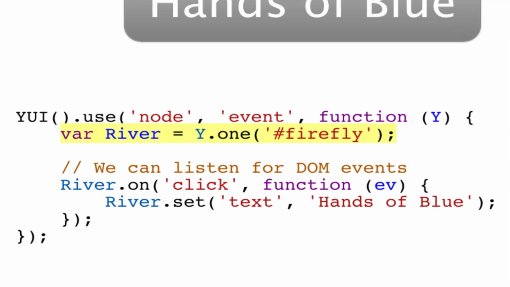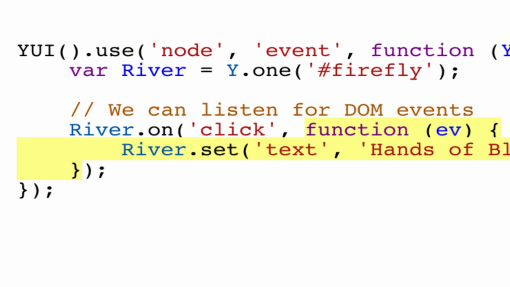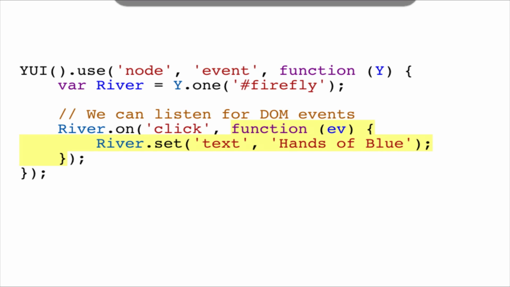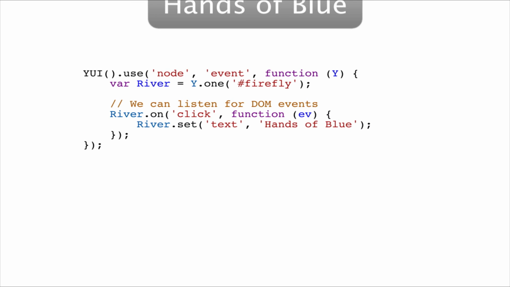This is where we get to actually using the code. We want to get one element with an ID of Firefly. The great thing about the one function is that it takes a CSS selector versus document.getElementById. Here we save that element as river, and then we say on click of river, we're going to run another callback function. Here we set the text to hands of blue. That's our basic example, and it works.